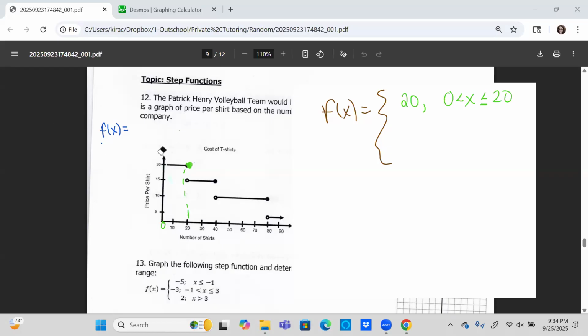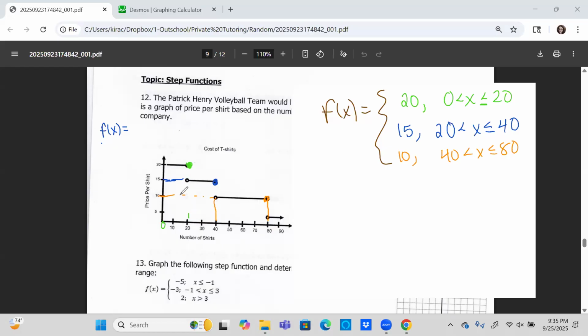I'm not sure if the 0 needs closing or not, because you're not going to buy 0 shirts, right? You're going to at least buy 1 shirt. So I would leave it like that. Okay, the next step is at 15, and that's if you buy between 20 and 40. And we will close or put equal on the 40 because of the solid. Okay, so if you get more and more t-shirts, it's getting cheaper. So they'll only cost 10 bucks each if you order between 40 and 80. Close the 80 because of the solid dot.